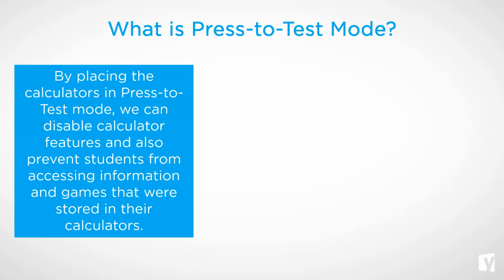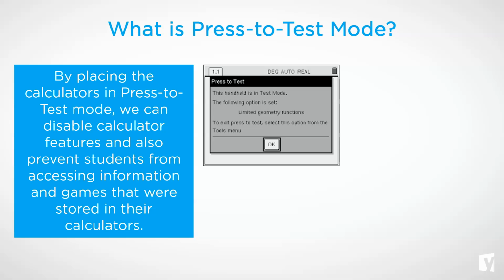Okay. Specifically, what we're going to talk about is Press-to-Test mode. What Press-to-Test mode does is, by placing the calculators in Press-to-Test mode, we can disable calculator features and also prevent students from accessing information and games that were stored in their calculators before we put them in Press-to-Test mode.